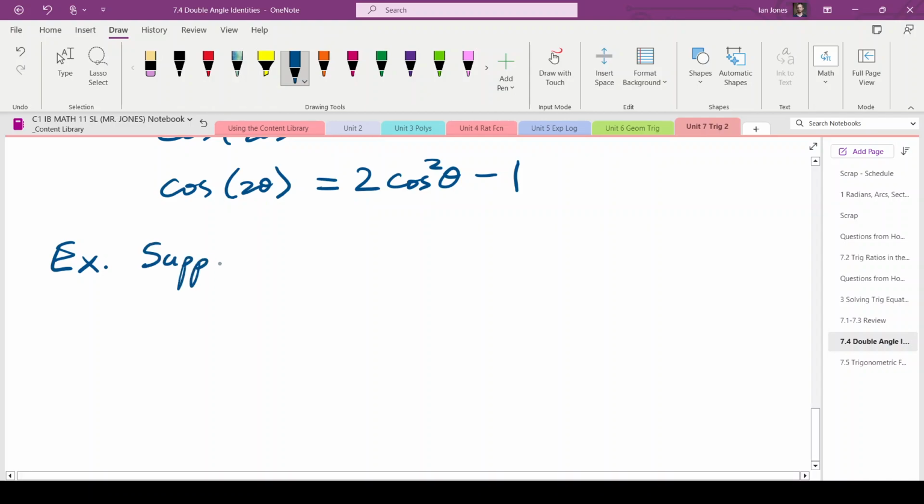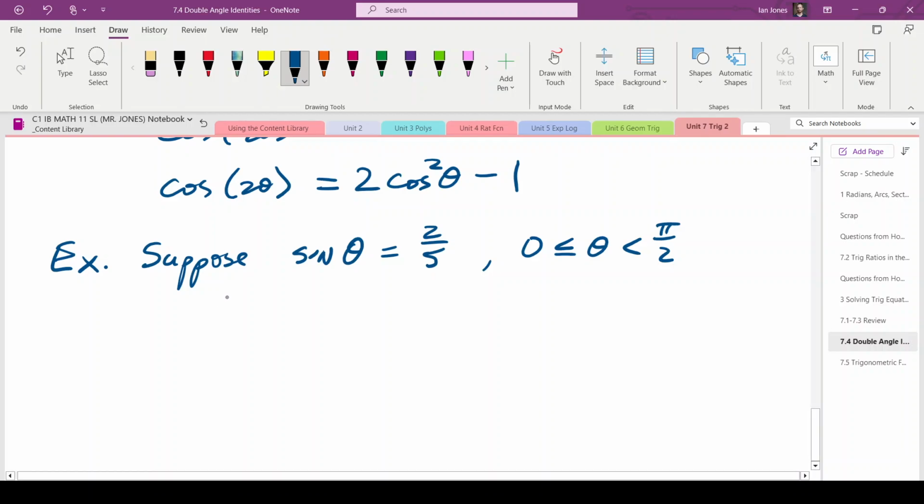Suppose sine theta equals 2/5 for theta in the first quadrant. Okay, sine theta is 2/5. Theta is between 0 and pi over 2. And notice that we have pi over 2 here, so we're thinking radians.